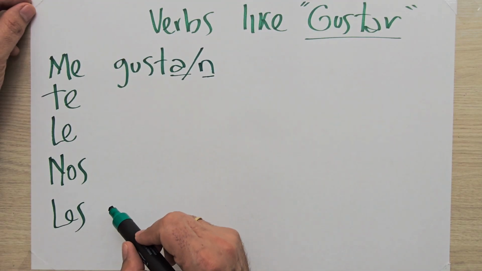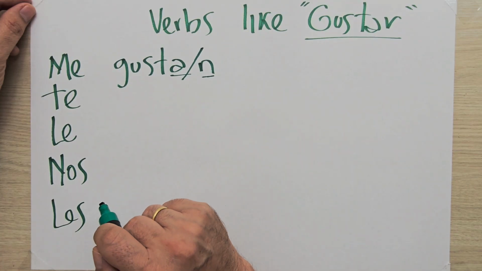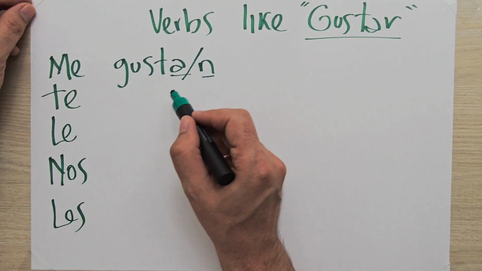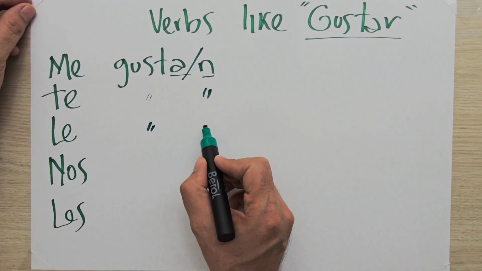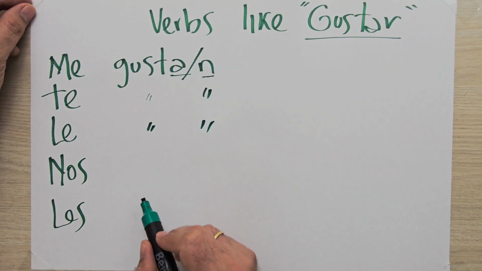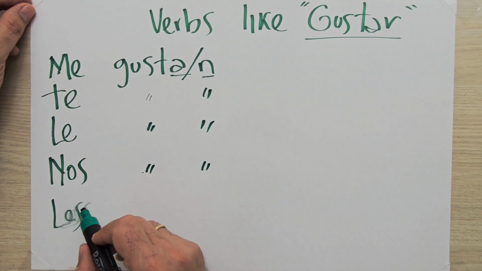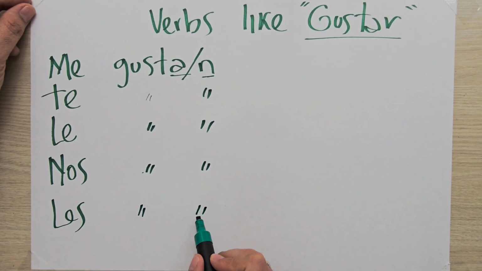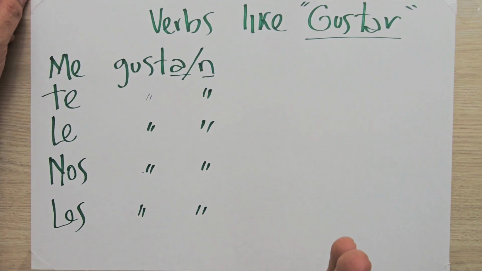And the whole conjugation will be the same. Me gusta, me gustan. Te gusta, te gustan. Le gusta, le gustan. Nos gusta, nos gustan. Les gusta, les gustan.